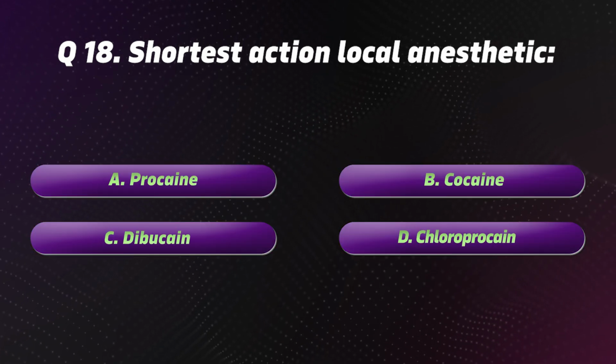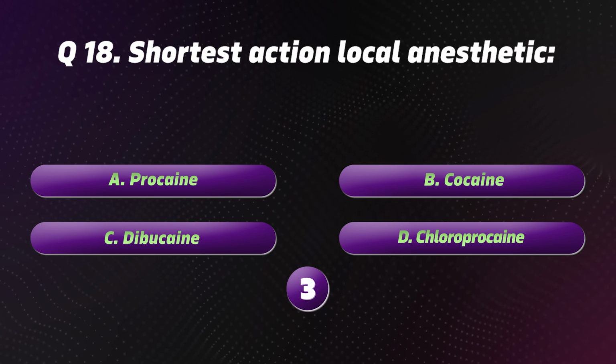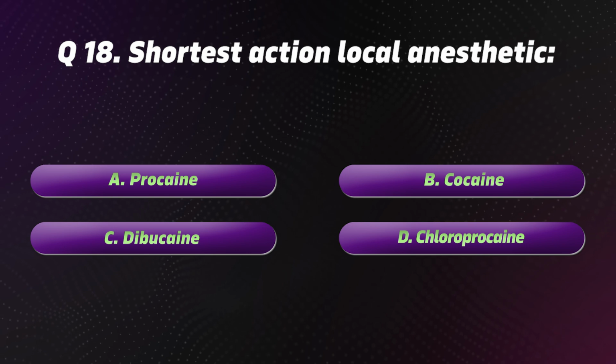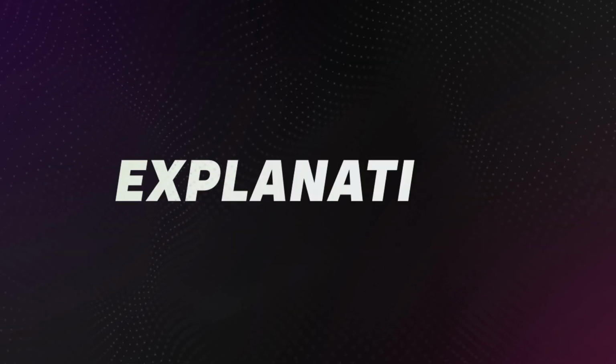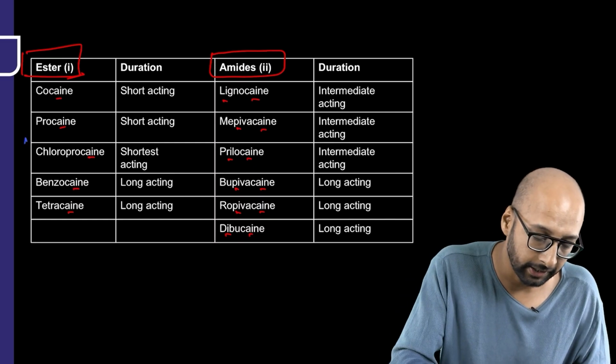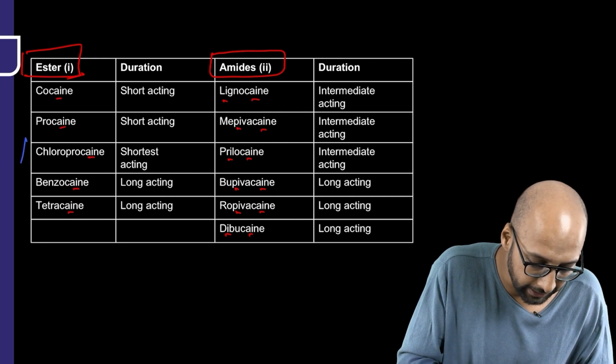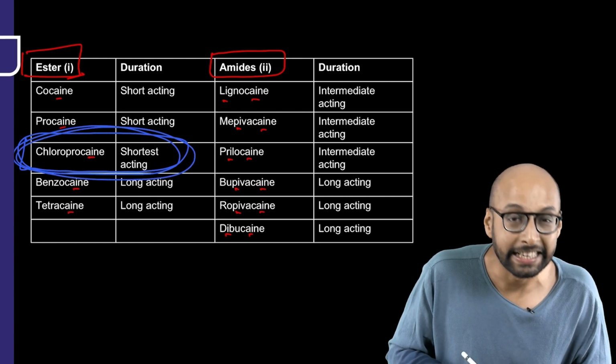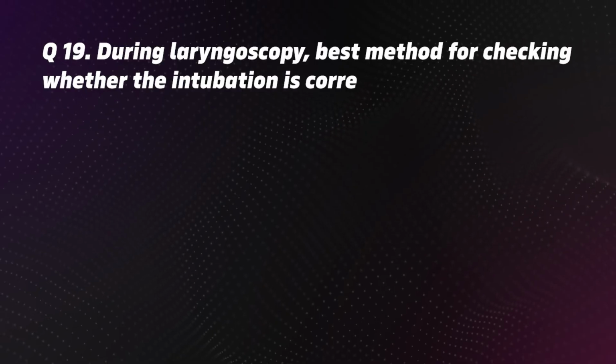Here are the options. A. Procaine, B. Cocaine, C. Dibucaine, D. Chloroprocaine. And the correct option is D. Chloroprocaine. Here is the explanation. Chloroprocaine is the shortest acting.